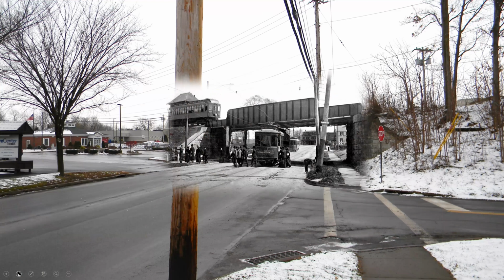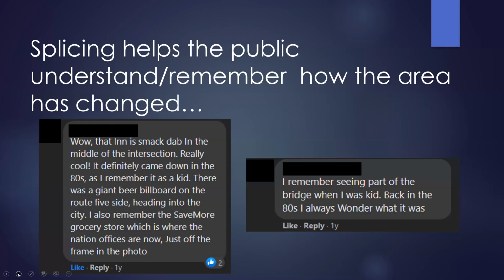Now, you can see that this is pretty much about as close as you can possibly get to perfectly overlaying the two images. And when I did this, I was like, wow, this is really cool. This is really exciting. For me, it was really exciting. So I wanted to share this through social media. And as I did that, one of the things I saw, to come back to one of my main points here, is that the splicing helped people understand how the area has changed, and helped people who had more of a memory of some of these things, or perhaps had heard of them, to connect to the past. And I saw that in the social media postings.